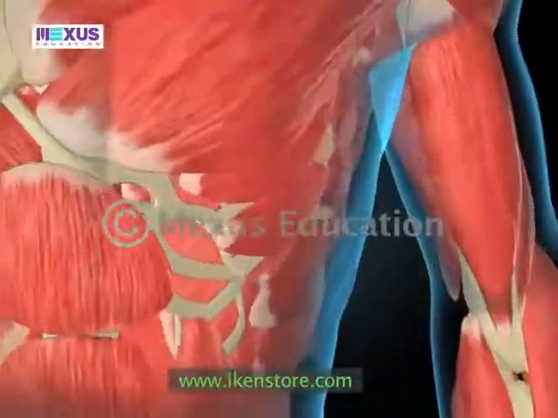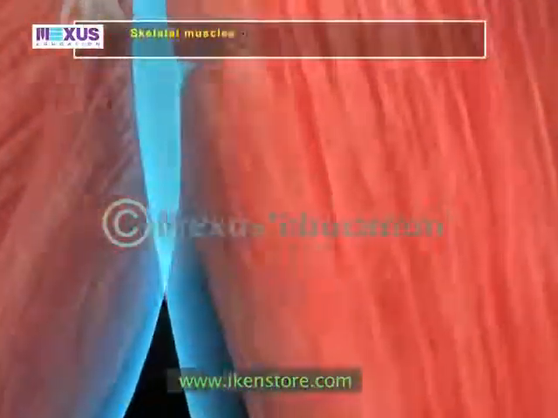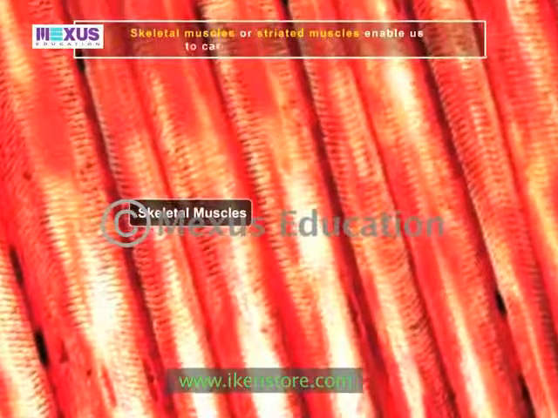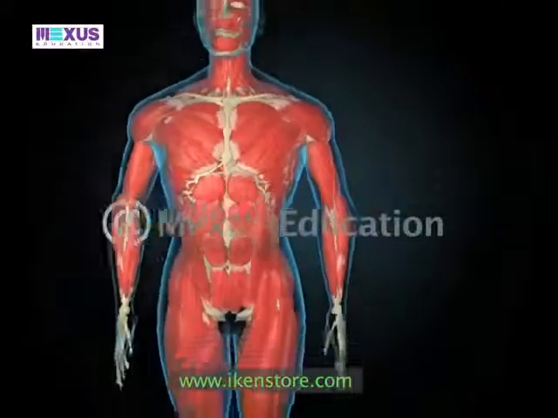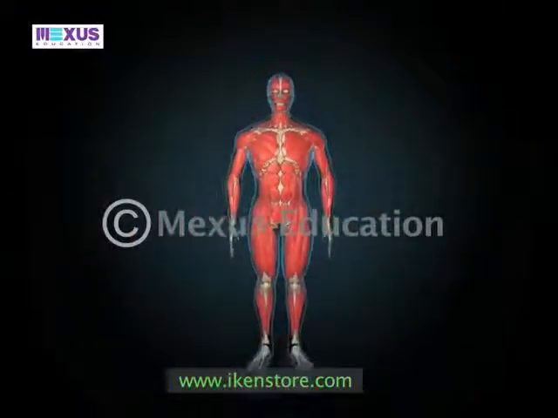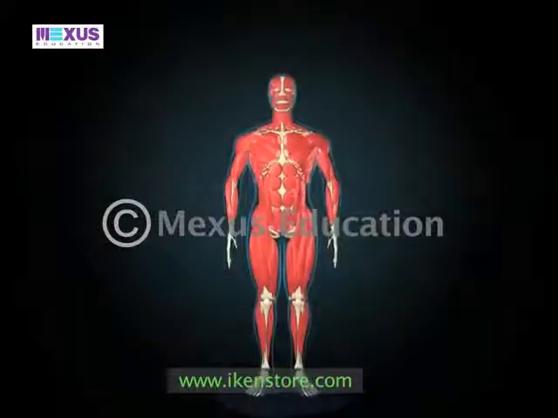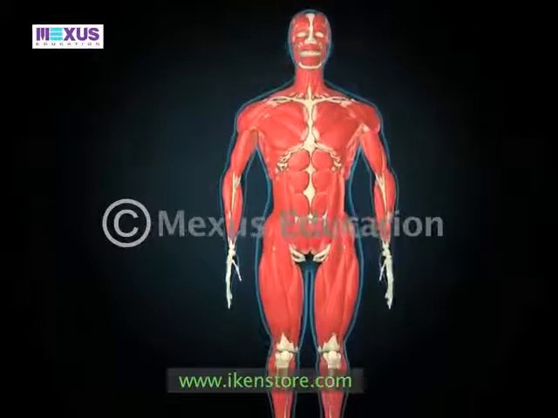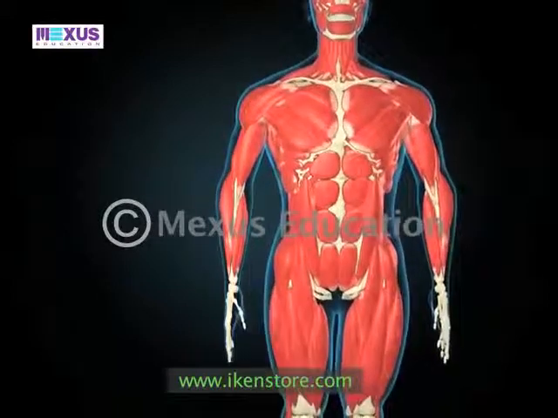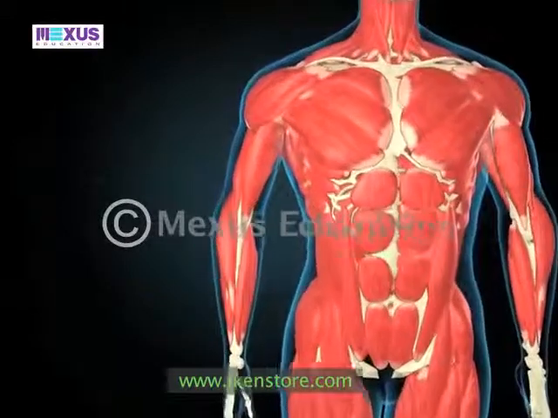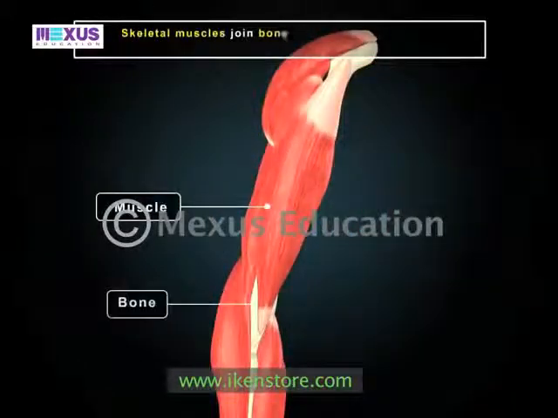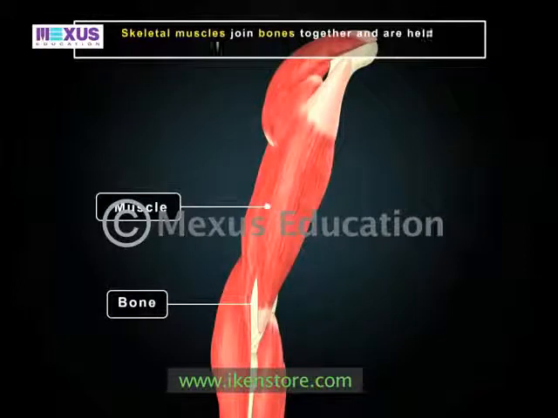The first type of muscles are the skeletal muscles or striated muscles. They enable us to carry out many movements. There are more than 650 skeletal muscles in our body. A skeletal muscle usually has two ends, a fixed end where the muscle originates and a movable end that pulls another part. Skeletal muscles join bones together and are held in place by tendons.